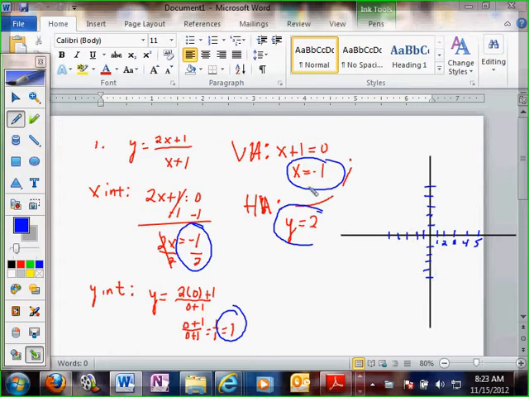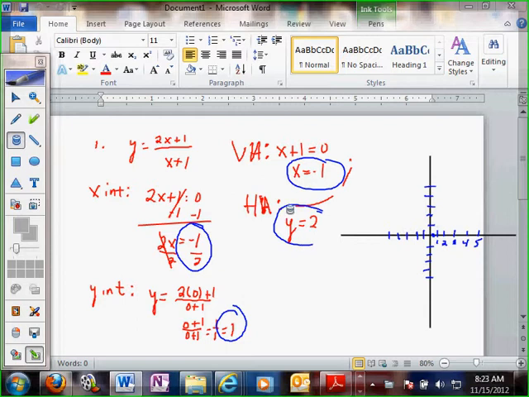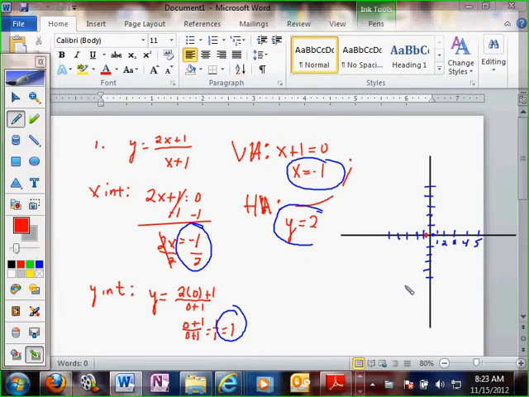Okay, so I'm going to just start by graphing my x-intercept, which is 1/2. That means it's going to cross the x-axis right between the 0 and the 1. Oops, that's -1/2. Sorry. Okay, let's try this in a different color. -1/2 is where it's going to cross the x-axis, so I'm going to make that little mark right there. My y-intercept is at +1, so it's going to cross right there.